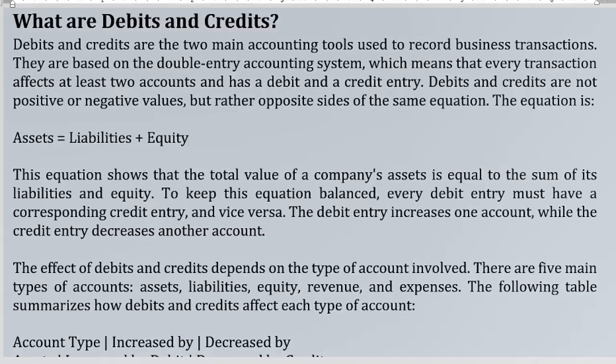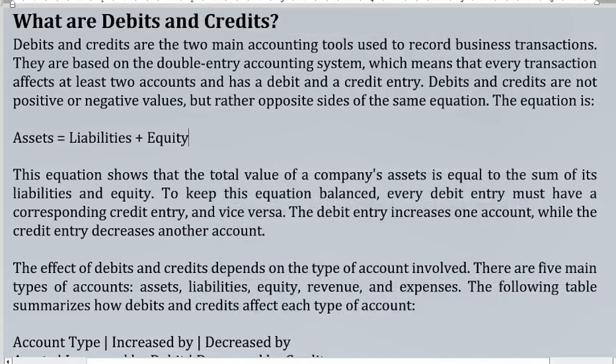Debits and credits are not positive or negative values, but rather opposite sides of the same equation. The equation is assets equals liabilities plus equity. This equation shows that the total value of a company's assets is equal to the sum of its liabilities and equity. To keep this equation balanced, every debit entry must have a corresponding credit entry, and vice versa. The debit entry increases one account, while the credit entry decreases another account.